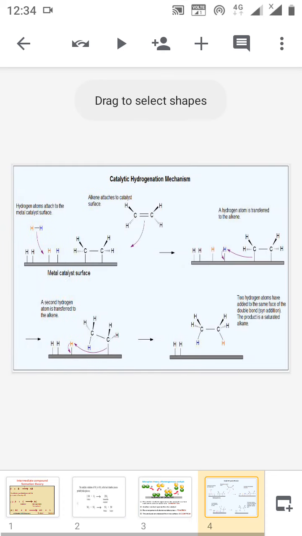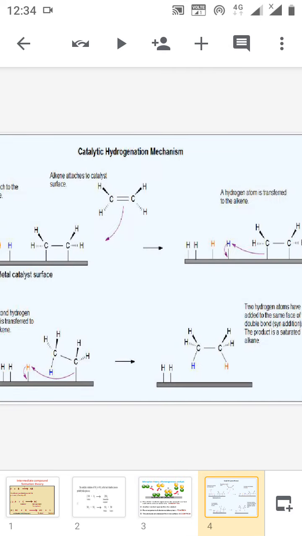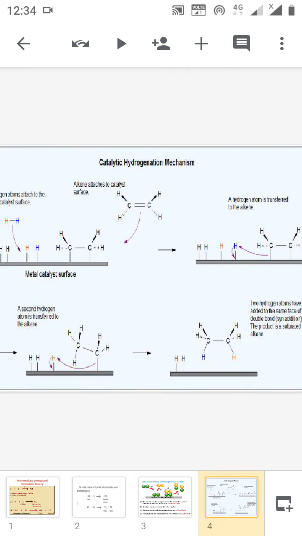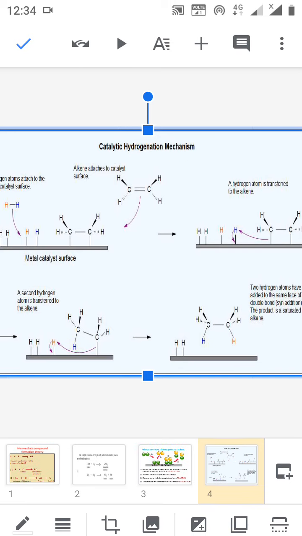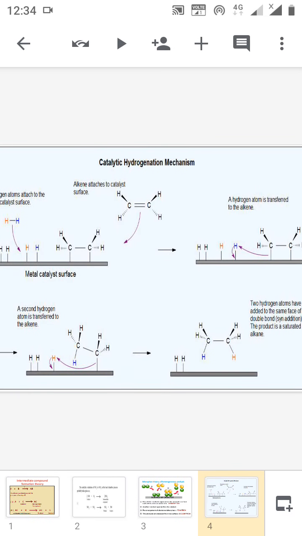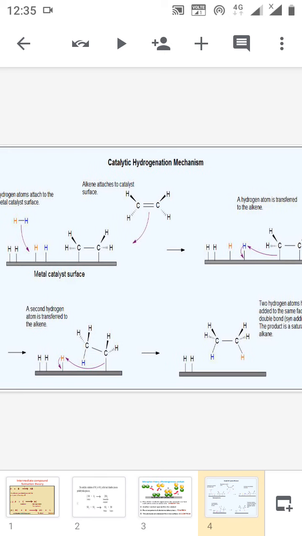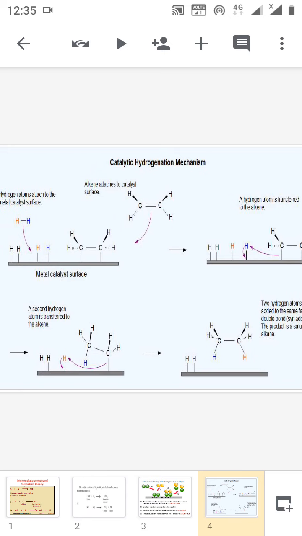Now we are moving on to one example, the hydrogenation mechanism, the hydrogenation of ethylene, in which we can see that there are two reactants, ethylene and hydrogen. Here we use nickel as the catalyst. Nickel is a solid. On the solid surface of the nickel there are a lot of active sites, where there is an unbalanced force existing.